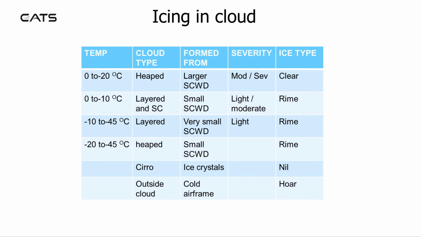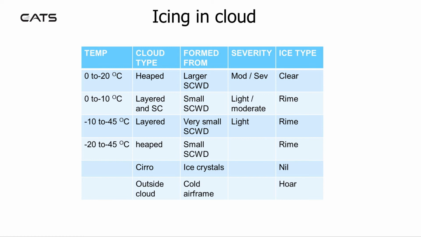Icing in cloud. The severity of icing in cloud depends really on the size of the supercooled water droplets, and this will depend upon whether clouds are heaped or layered, and also upon the cloud-based temperatures. So, for example, between 0 and minus 20 degrees Celsius, for a heap cloud, you might expect large supercooled water droplets and moderate to severe icing of the clear type.